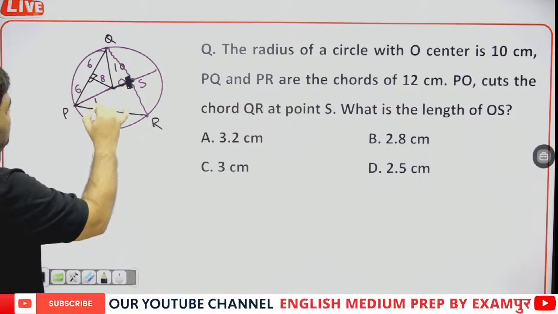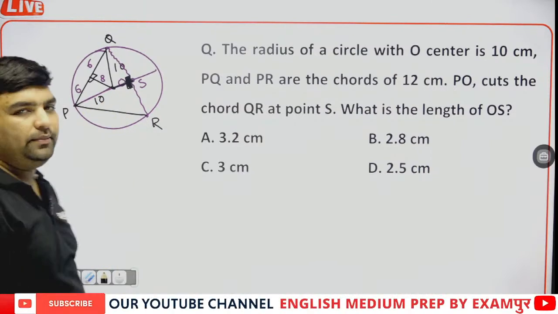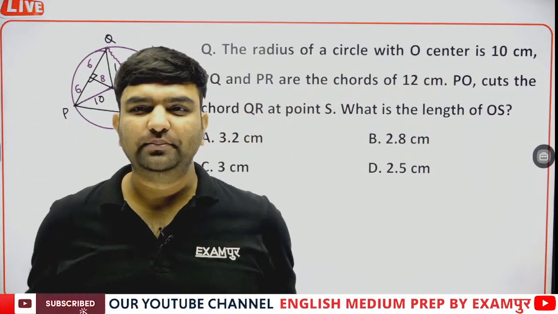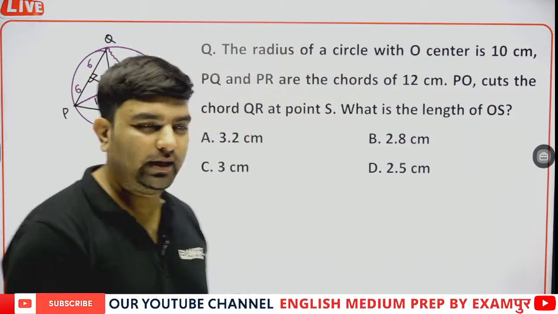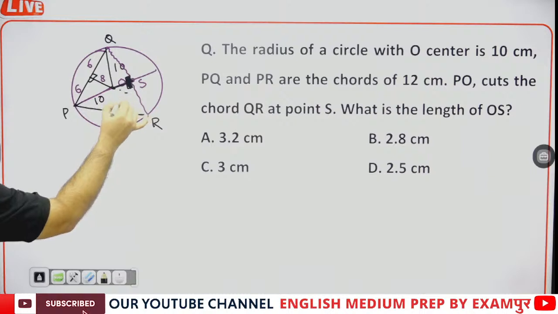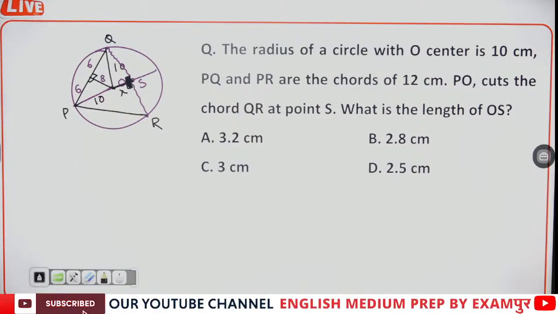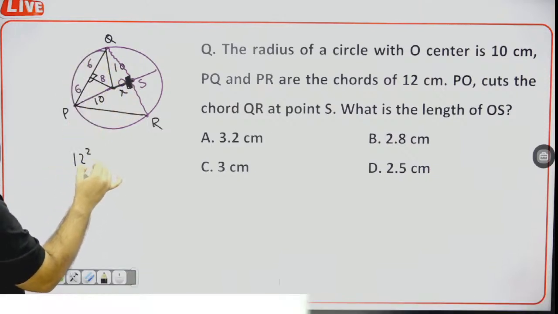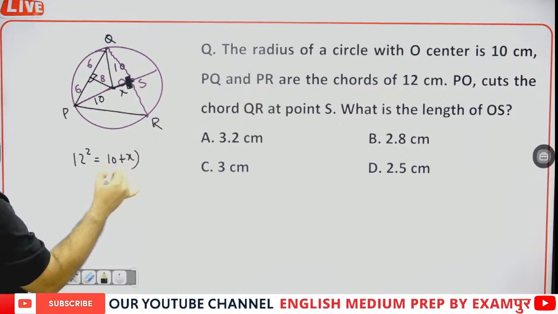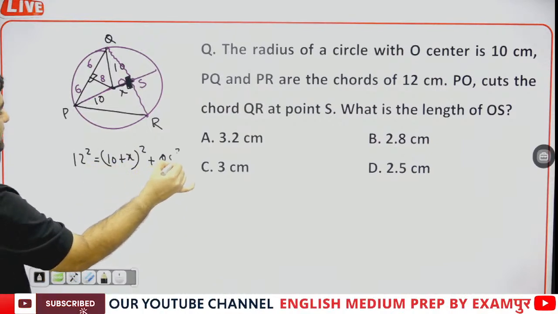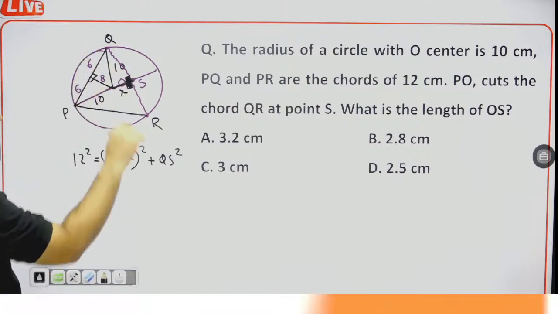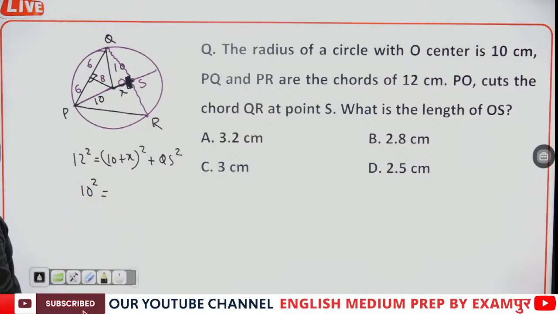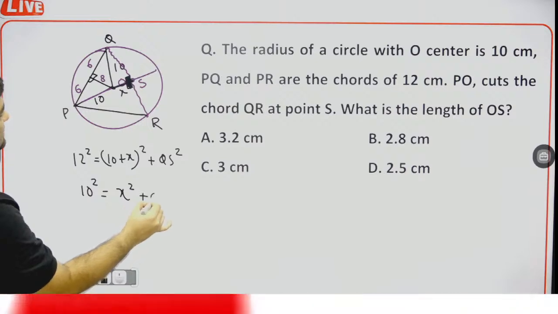The point which is coming to me is, I'm applying it 2 times. I hope it will definitely help. One is, I'm saying this is X. So 12 square is equal to (10 plus X) square plus QS square. I'm applying it once more. This is 10. So 10 square is equal to X square plus QS square.